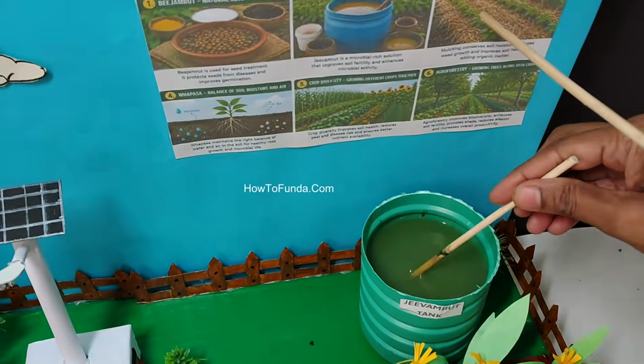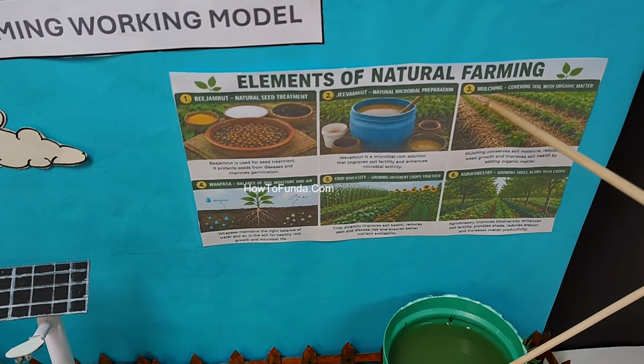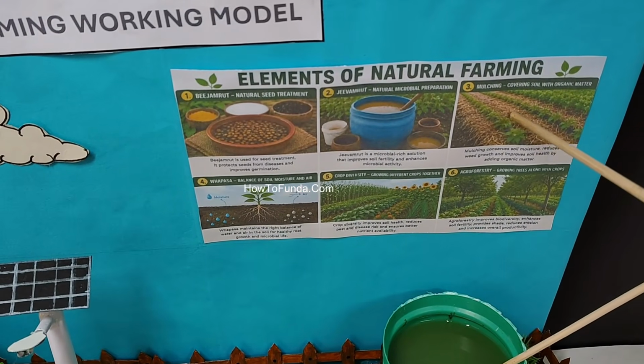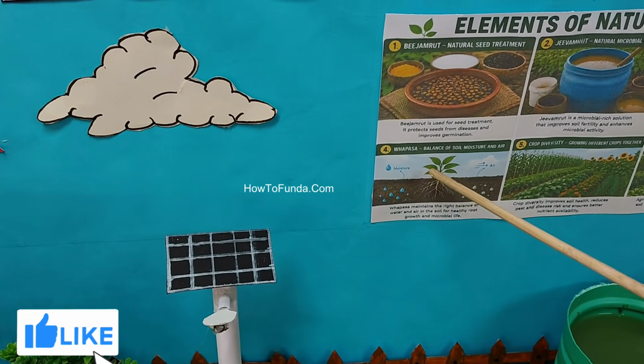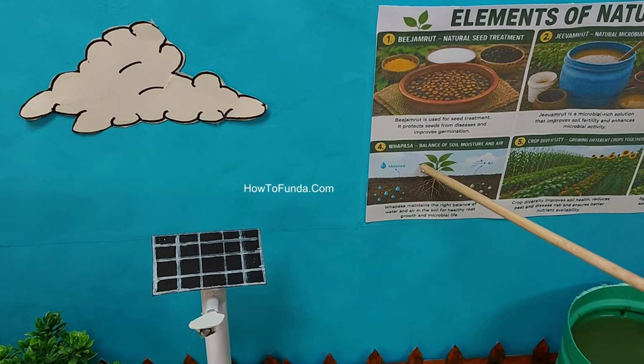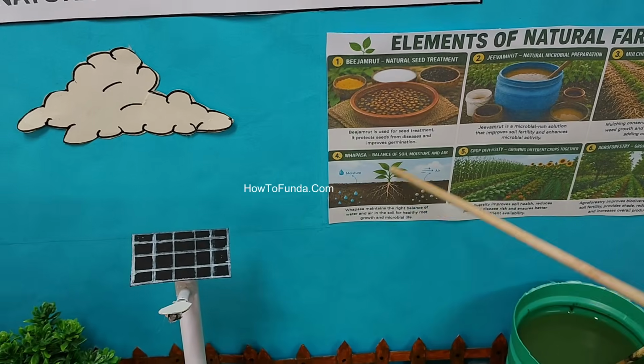And the third aspect is mulching. Except for the plants, we are covering the entire land with organic materials. And the fourth aspect is OPSA, the balance of soil moisture and air. That is a concept we adopt here.